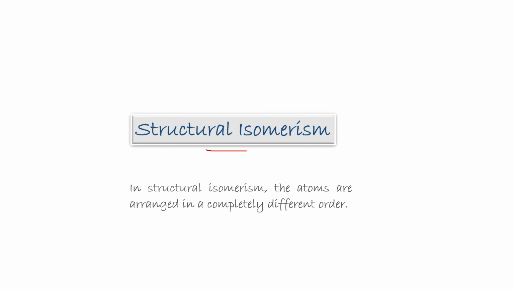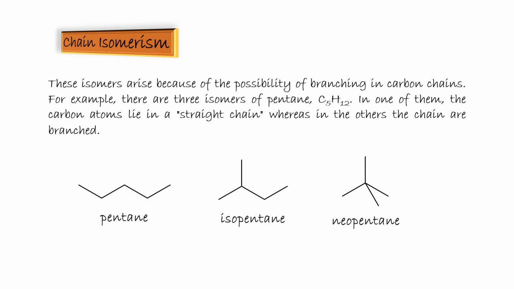Structural isomerism. In structural isomerism, the atoms are arranged in completely different order. Chain isomerism is an example. This isomer arises because of the possibility of branching in the carbon chain. We have here pentane, 5 carbons in one sequence, 1, 2, 3, 4, 5. Isopentane has the same molecular formula C5H12, but we have 4 carbons in a chain and one methyl branch. That's a completely different compound. Here we have a chain of 3 carbons, 1, 2, 3, and 2 methyl branches. That's neopentane. Again, different compounds.